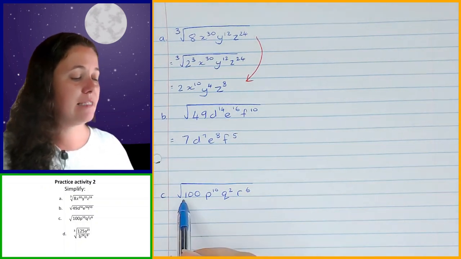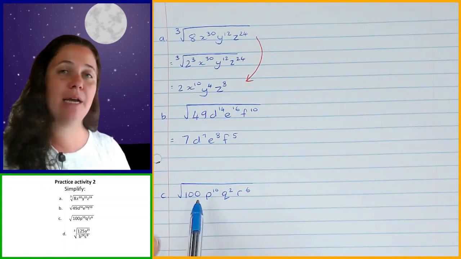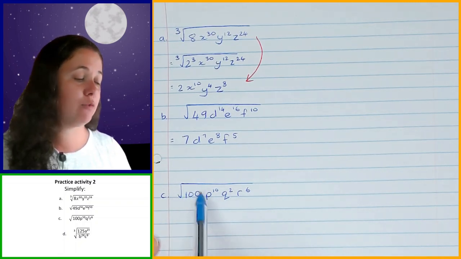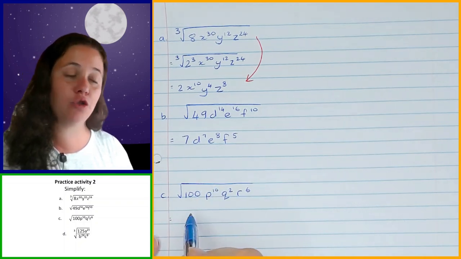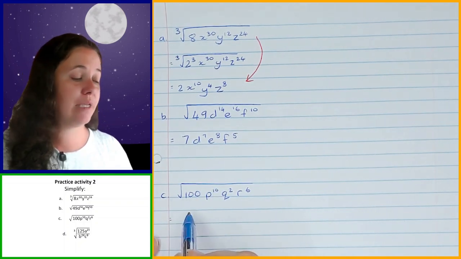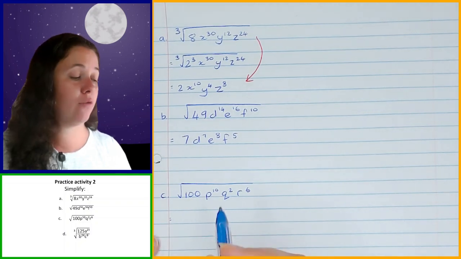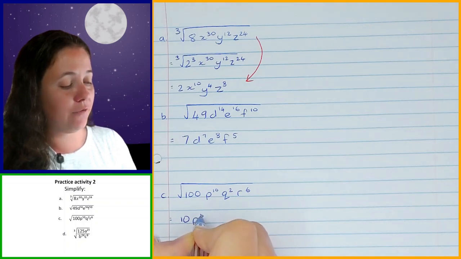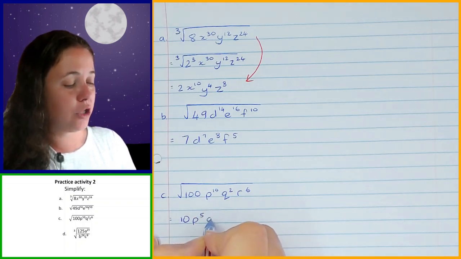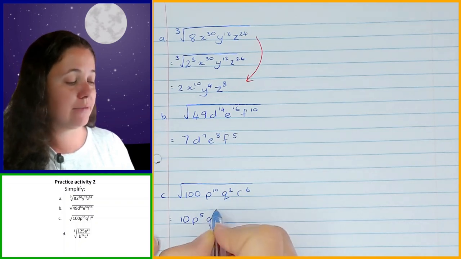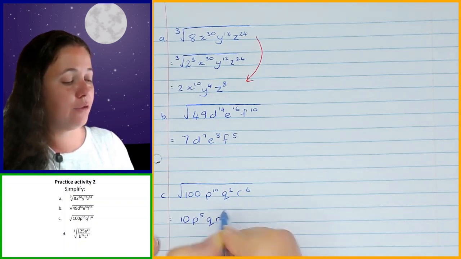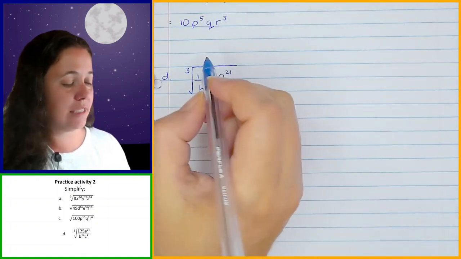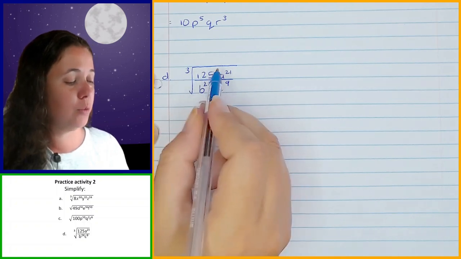Question C, same thing, we're taking the square root, so we're going to be dividing exponents by 2, but I need to find the square root of this number over here, which is 100. So I'm not dividing 100 by 2, that would give me 50. I can't do that. I'm going to be taking the square root of 100, and that gives me 10. So it's 10 p to the power of 5, because I divided that by 2, q to the power of 1, which I don't write, because I divide that by 2, and r to the power of 3, because I divide that by 2.